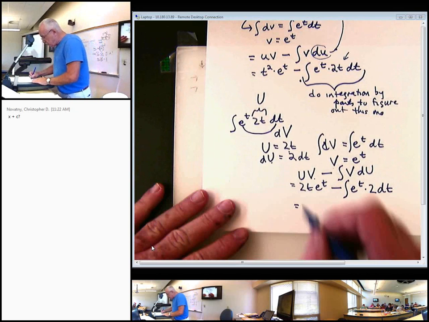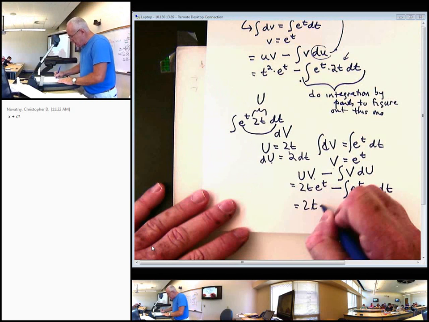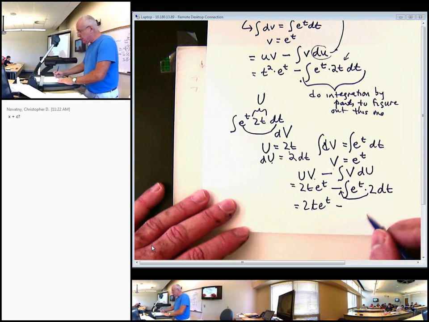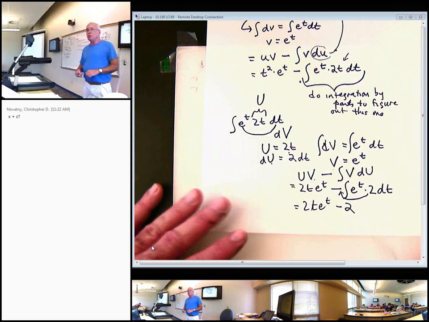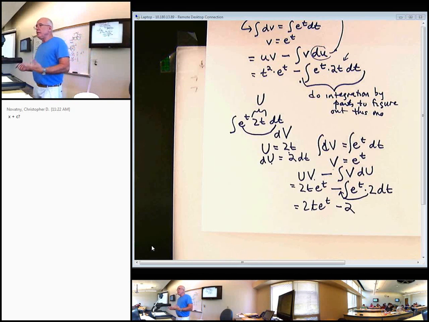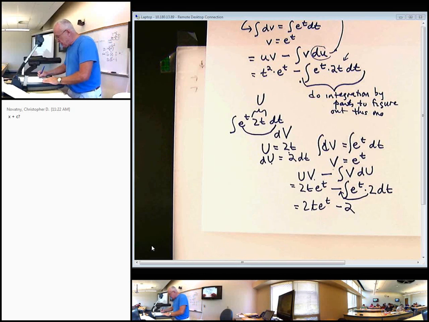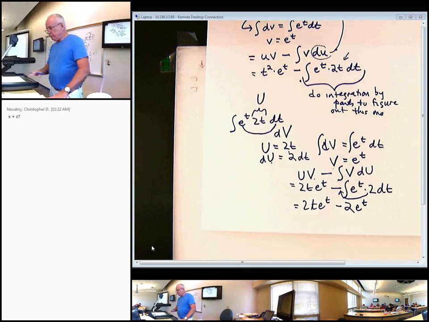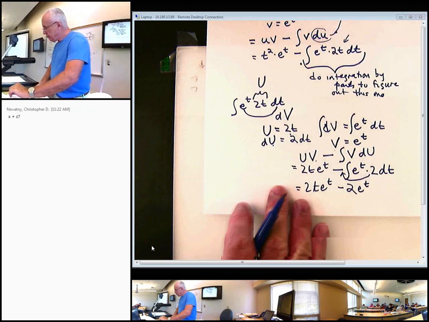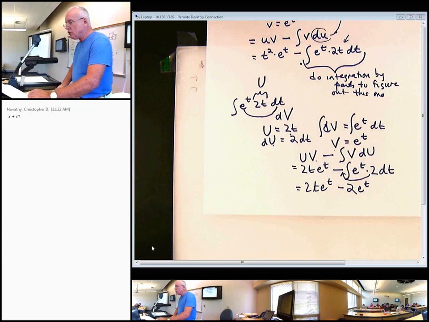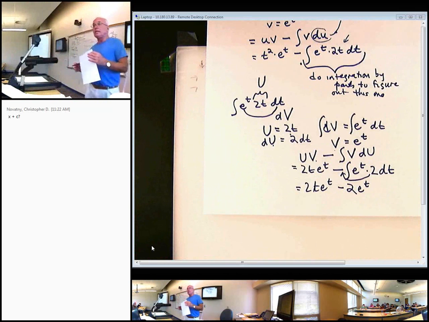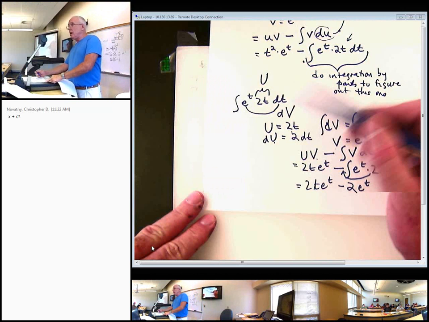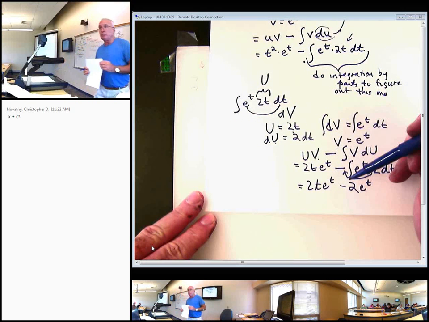So we now have 2t e to the t minus, now I can bring this 2 out front because it's just a constant, minus 2 times the antiderivative of e to the t, and that's just e to the t. Right. Okay, so now we have to go back to our original formula and put it all together, because this was just that second integral that we figured out again using integration by parts.